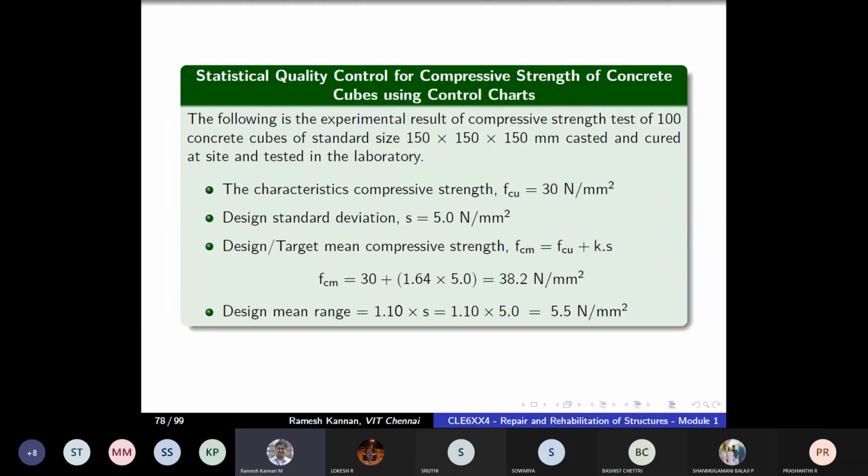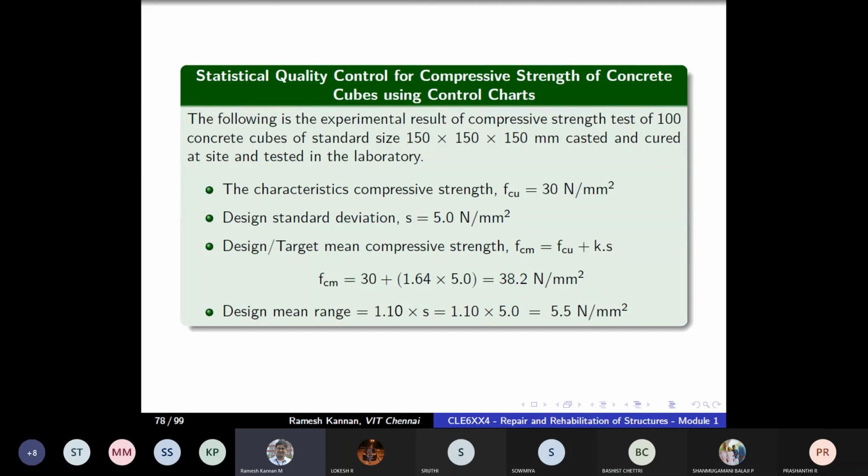Quantitative in the sense that we talk about the compressive strength in terms of numbers. Qualitative in the sense of how we make use of the compressive strength to derive whether the test is accepted or not accepted. Right, this is a similar example.